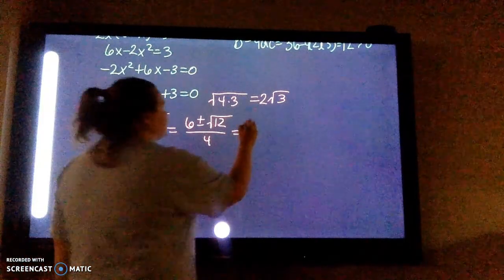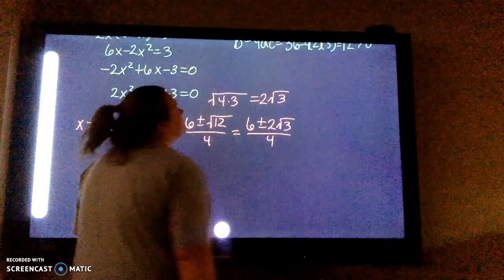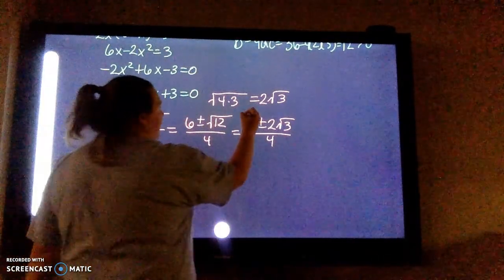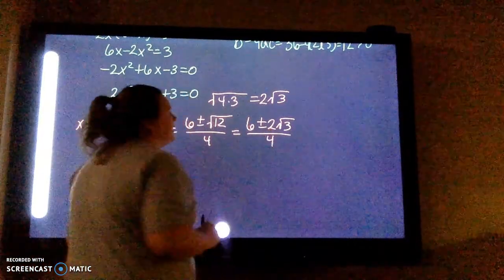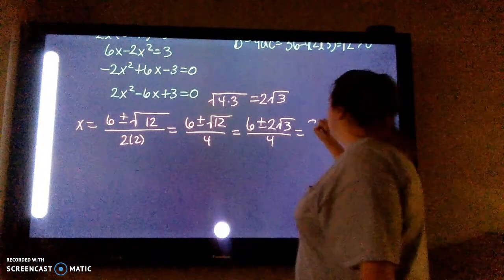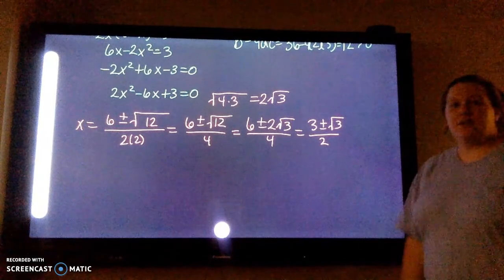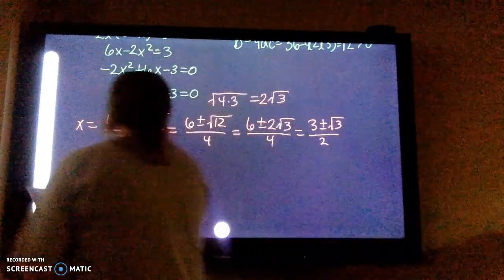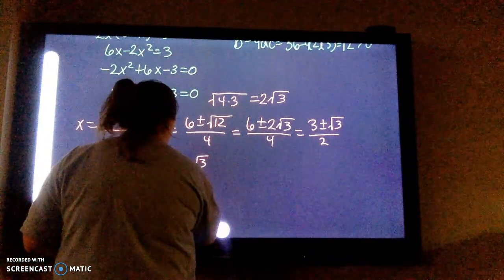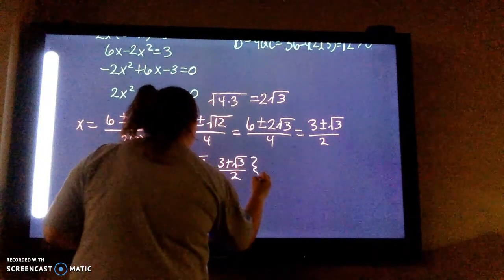So I'm going to rewrite this as 6 plus or minus 2 root 3 over 4. I noticed that I can simplify this because I can pull a common factor out of 6, 2, and 4. So all 3 of my values. I pull a 2 out and I get 3 plus or minus the square root of 3 over 2. And then those are my 2 solutions. I want them left in exact values. So 3 minus root 3 over 2 and 3 plus root 3 over 2.